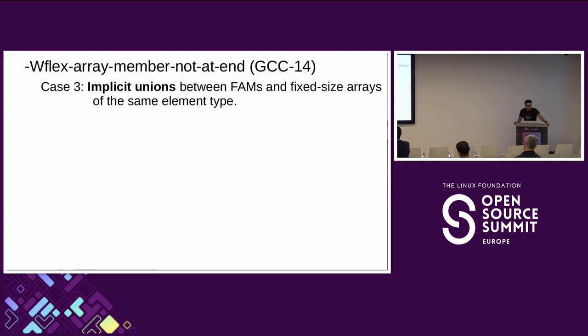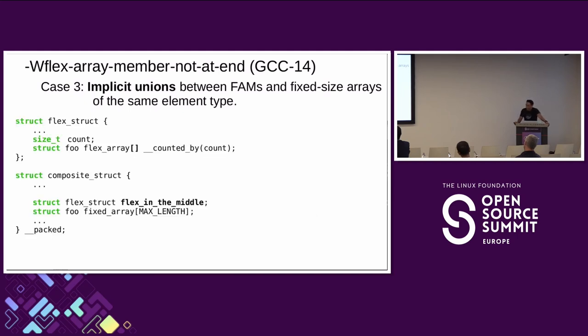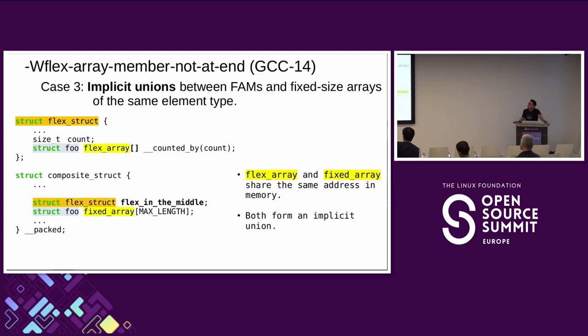The third category, which is actually the most complicated one, is when we have an implicit union. What we have here is a flexible structure, and as you can see, we have an object of the type of this flexible structure in the middle, and the following member is a fixed size array, but of the same element type as our flexible array member. That's what's interesting, right? Those arrays share the same address in memory, and actually this is totally intentional.